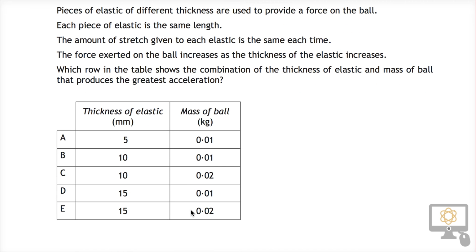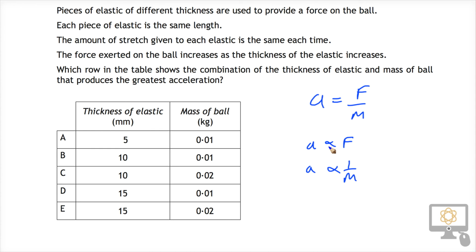Right, let's have a look at the table. We're trying to find out which thickness of elastic and which mass of ball will produce the greatest acceleration. So we need to think really about acceleration. Probably the most important formula here is that acceleration is given by F over m. In other words, it's proportional to the force, it's inversely proportional to the mass. I can write that in a different way. Acceleration is proportional to force, and acceleration is inversely proportional to the mass.